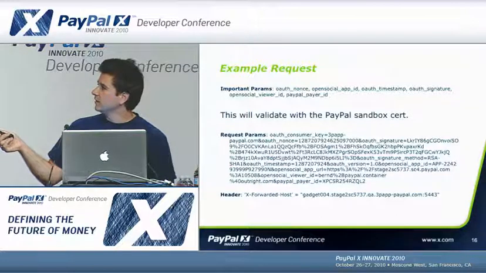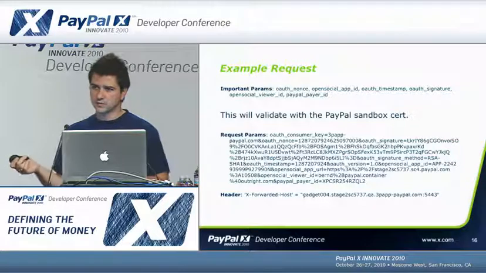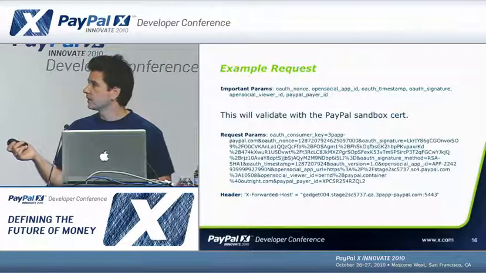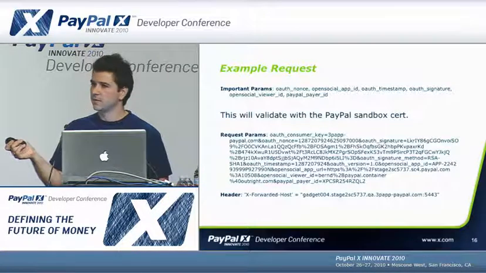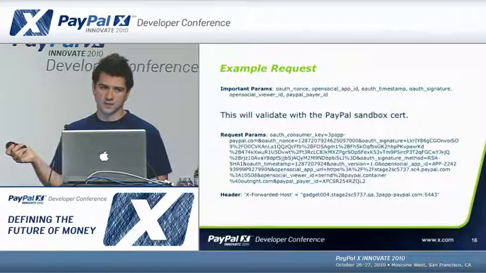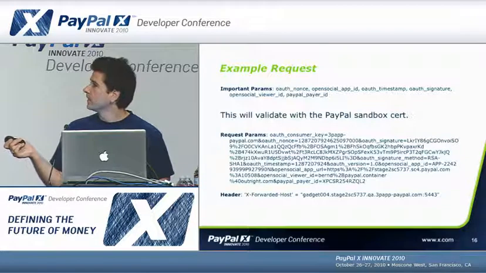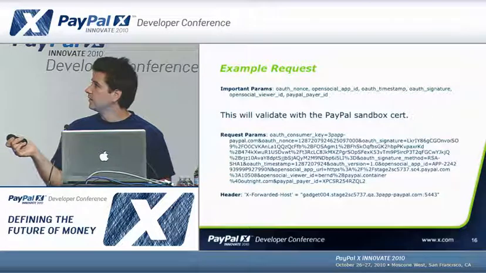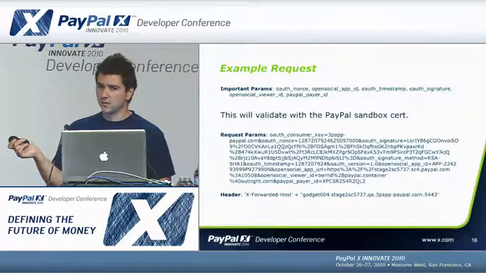OpenSocial Viewer ID, that's a unique ID. This PayPal Payer ID is the actual internal PayPal payer ID. OAuth nonce is a unique key that's sent each time and identifies the request, so you record this each time, and you won't respond to that nonce a second time. Then this is our app ID, so Outright has a unique app ID. Then you have the OAuth timestamp, which says what time they made the request.